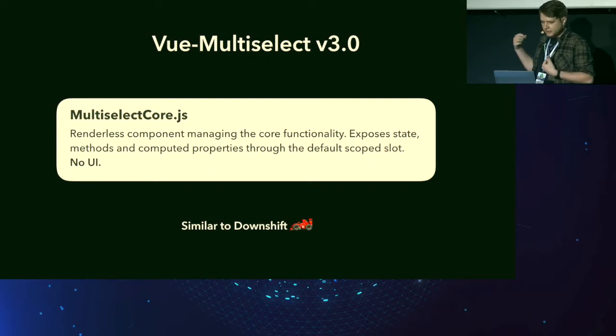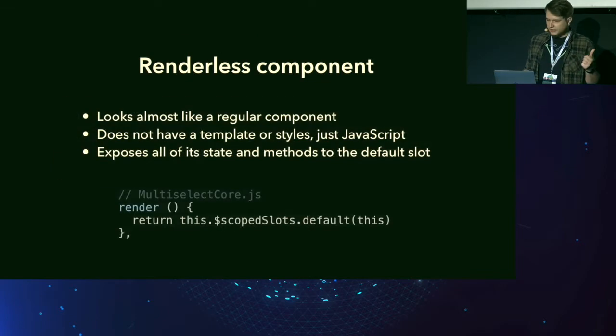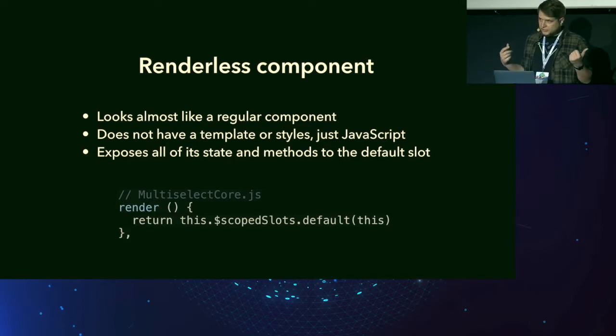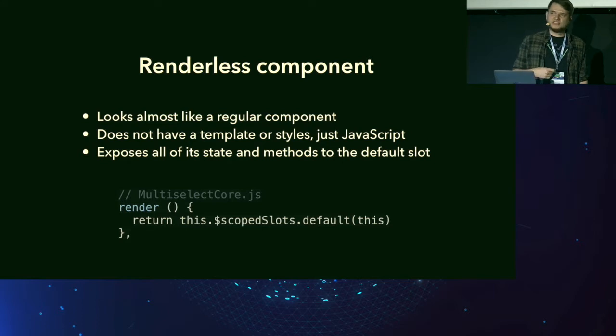Exposes the state, methods, computed properties, basically everything. And you can build on top of it. And you can use it. It uses something called renderless components, which is basically like render props. And render props are scoped slots. And if you never heard about slots, then you should write it down and Google it on the Vue docs. It's one of the best features ever.